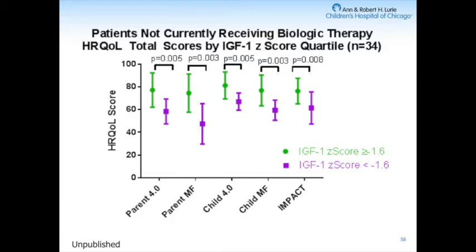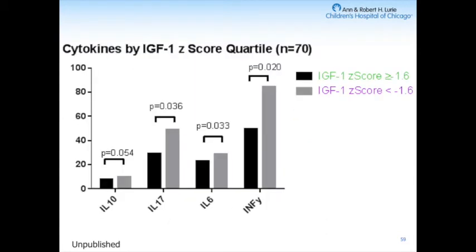Then patients not currently receiving biologic therapy. A lot of the patients who have IBD are getting these biologics, which may skew the results. So we took that out, and we still showed that the patients who had normal levels of cytokines reported better quality of life. Both these patients had the same sort of disease, same sort of therapy, the only difference was their IGF levels. And then these are some of the cytokine levels.